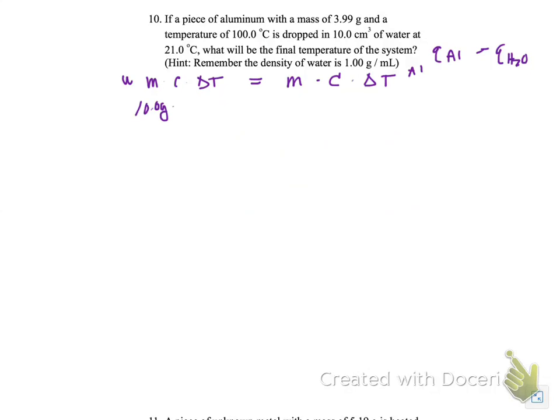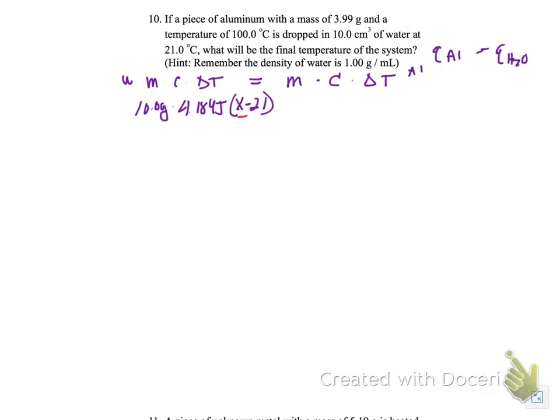Okay, so I'm going to put in what I know about water. I got 10 grams. I know its heat capacity. I know its change in temperature is going to, what I know is when I put that hot object in, the temperature of the water will go up. Okay, so when I'm figuring out the heat here, I'm going to have some number higher than 21, so it's going to be some number minus 21.